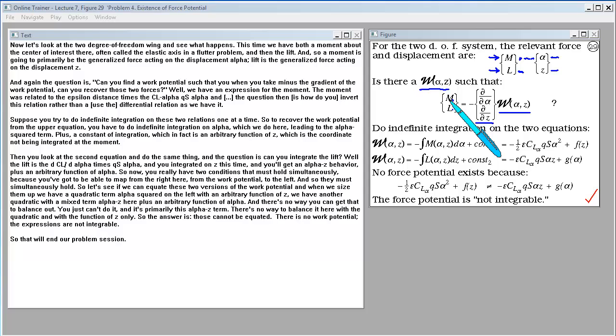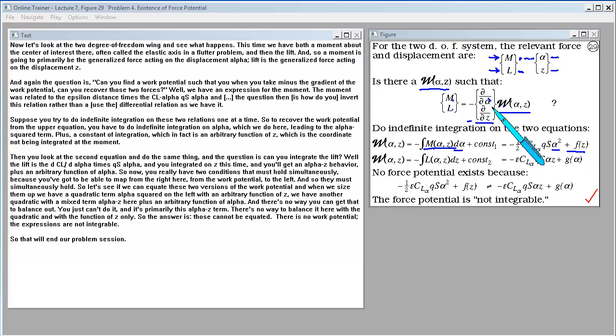Well, we have an expression for the moment. The moment was related to the epsilon distance times the CL alpha QS alpha, and the question then, if you try to invert this relation rather than a differential relation as we have it, suppose you try to do indefinite integration on these two relations one at a time. So to recover the work potential from the upper equation, you have to do indefinite integration on alpha, which we do here, leading to the alpha squared term, plus a constant of integration, which in fact is an arbitrary function of z, which is the coordinate not being integrated at the moment.